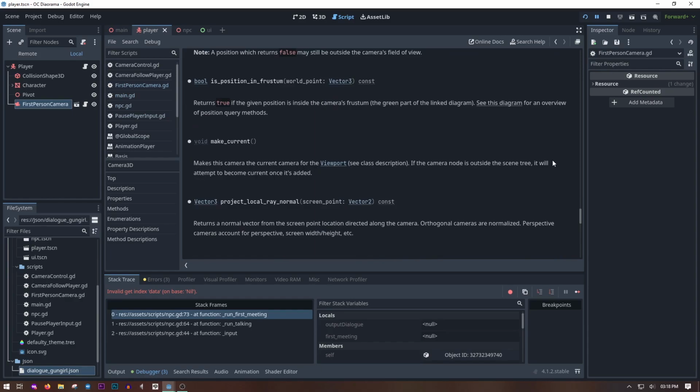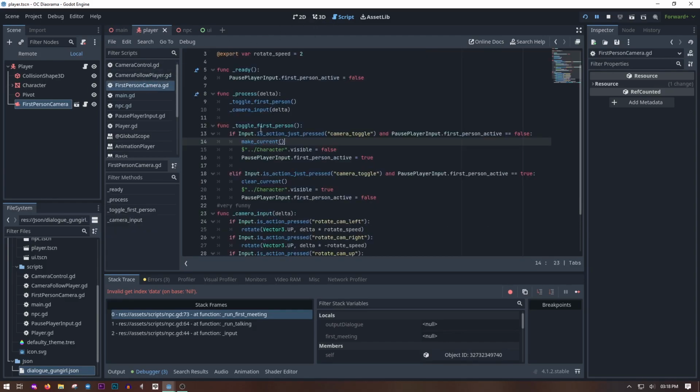If the camera node is outside the scene tree, it will attempt to become current once it's added. I don't know what that second part means, but it just seems to work. I just put this in there and I thought it was going to be a nightmare, but make current does actually just make this the current camera, and then this is referencing the character of the player, because this is in the player, this is the character. Basically, it takes that, and it says the visibility of that character, like this eye, toggle visibility, makes it false, and then it changes the pause player input first person active is true.